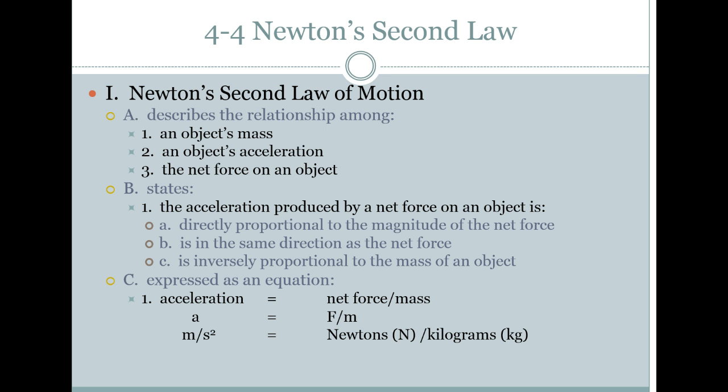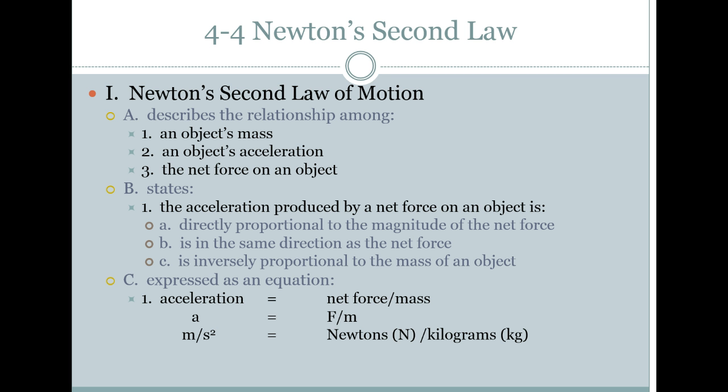So back to Newton's second law of motion. Newton was first to realize that the acceleration produced when we move something depends not only on how hard we push or pull, but also on the object's mass. He came up with one of the most important rules of nature ever proposed, his second law of motion. Newton's second law describes a relationship among an object's mass, an object's acceleration, and the net force on an object.